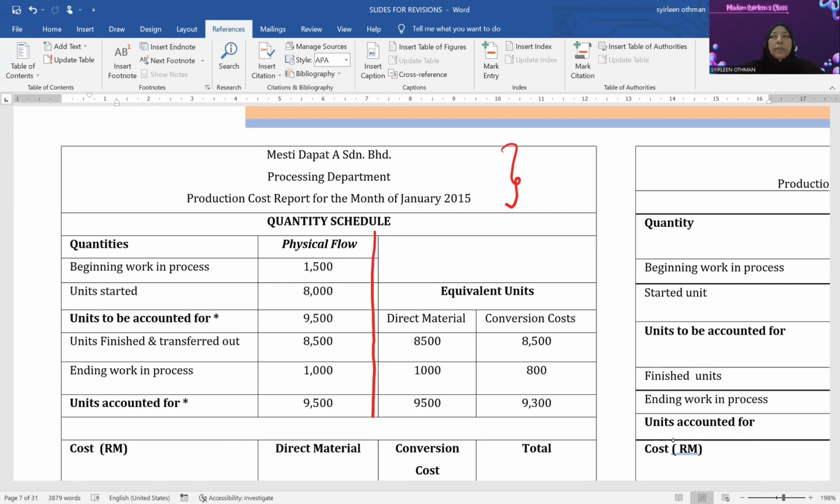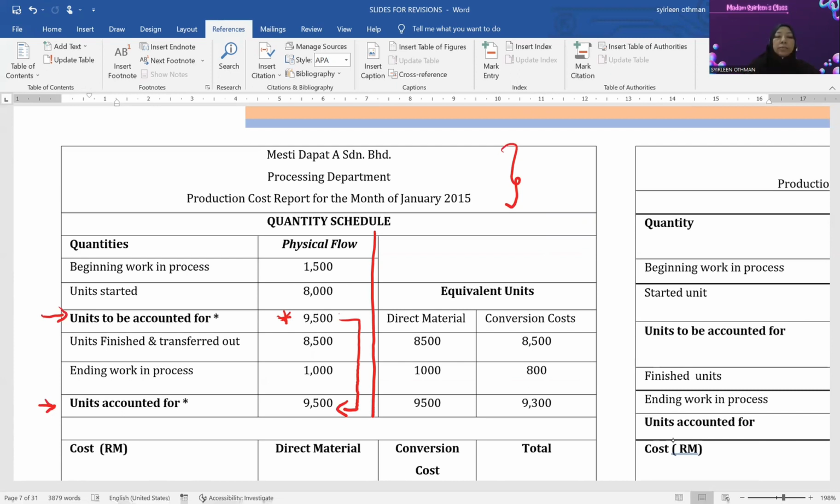Then you will prepare the physical unit. Macam mana nak ingat item yang ada dalam physical unit? Kalau kamu tengok dekat atas tu, you ada units to be accounted and then units accounted for. Dua nilai yang saya bolkan ini, nilai dia mesti sama. So kalau saya dah kira units to be accounted for, I get the amount of 9,500. That means this same amount, saya akan transfer terus ke bawah ke units accounted for, and this will help me to calculate your transfer out unit, ataupun sometimes you need to calculate the ending work in process, depending on the requirement of the questions.